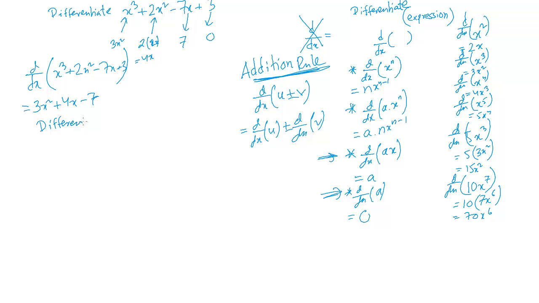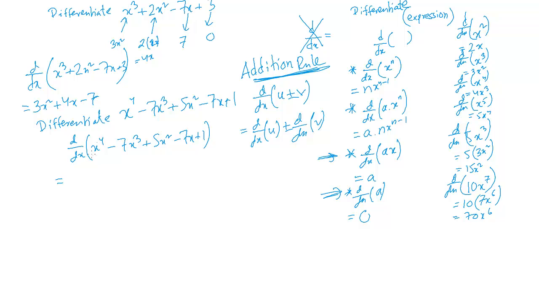Differentiate x to the power 4 minus 7x to the power 3 plus 5x squared minus 7x plus 1. So differentiate means d by dx of that expression. Let's start differentiating. So x to the power 4 is, 4 comes here. So remember, the power comes in front and the power is later on reduced. So 4x cubed.